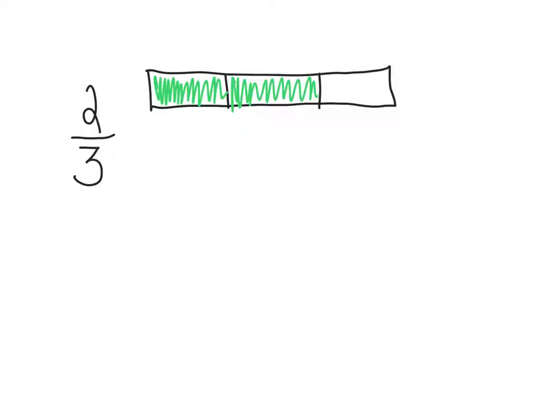Well, we could actually cut this in half and find a new fraction. And a new fraction would be, we have 1, 2, 3, 4, 5, 6. So we have 6 in the denominator now. And how many do we have colored in? We've got 1, 2, 3, 4 in the numerator. So we have 4/6.